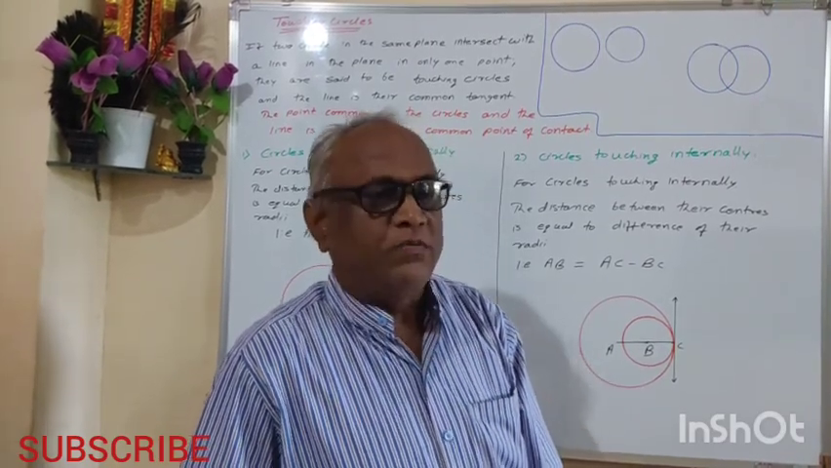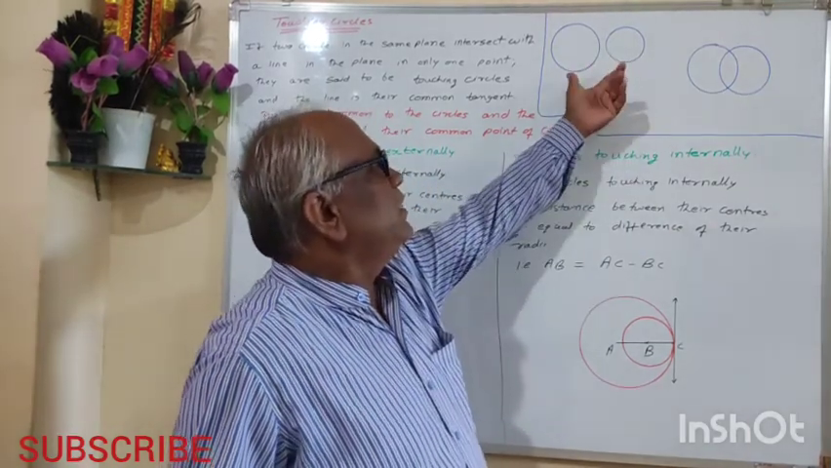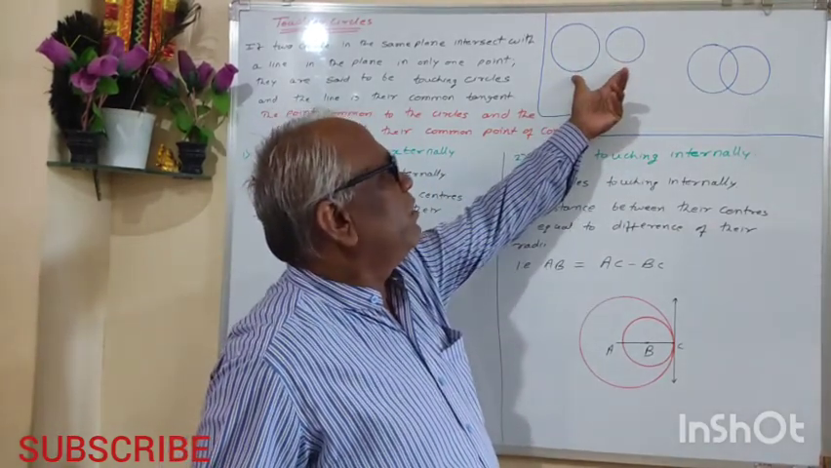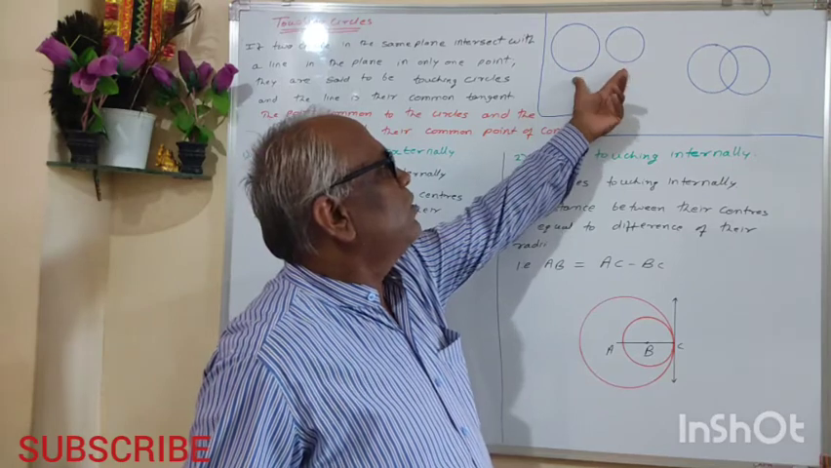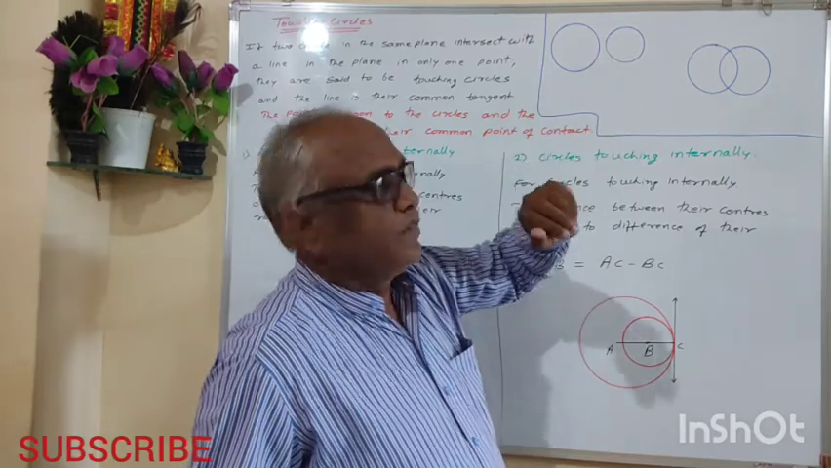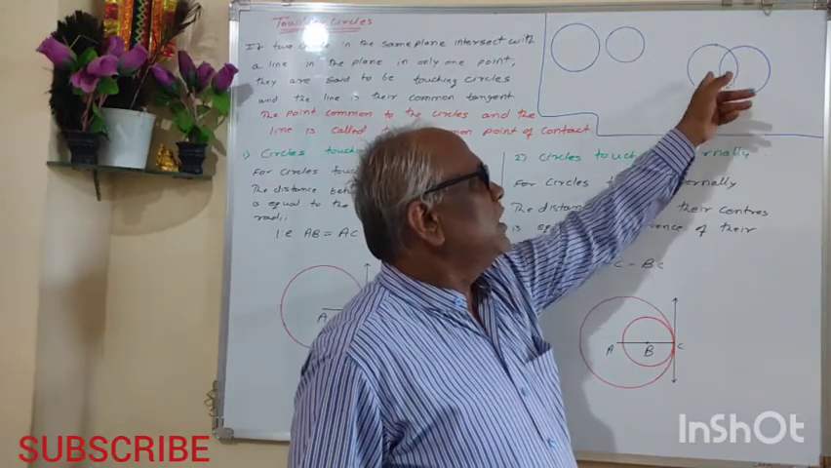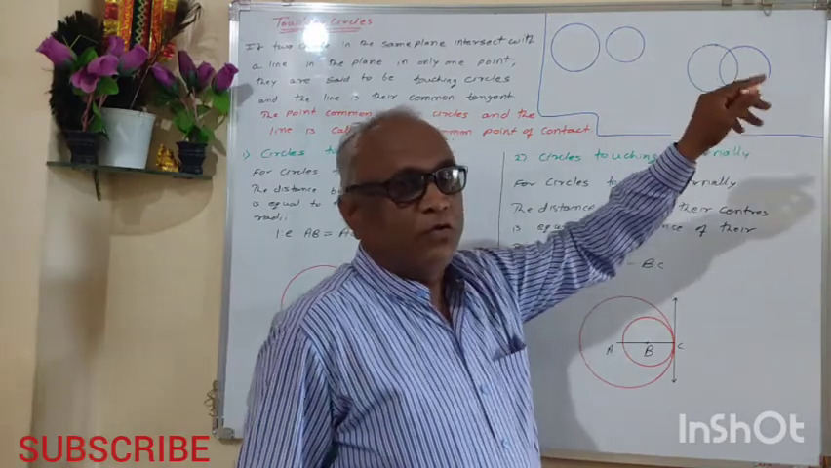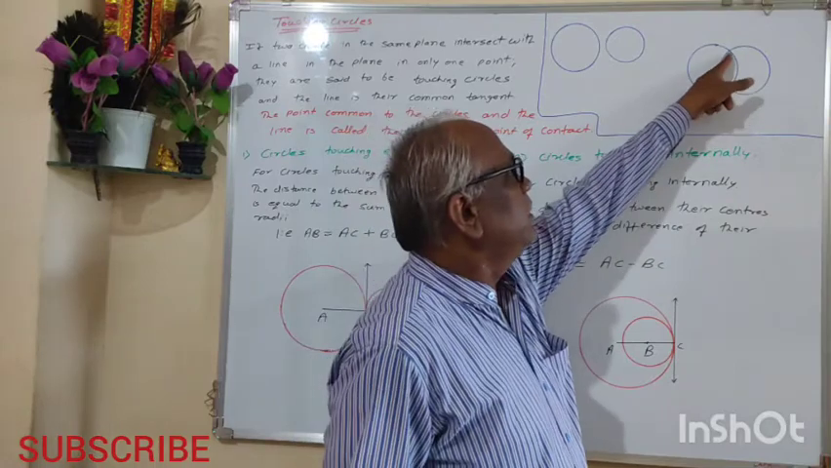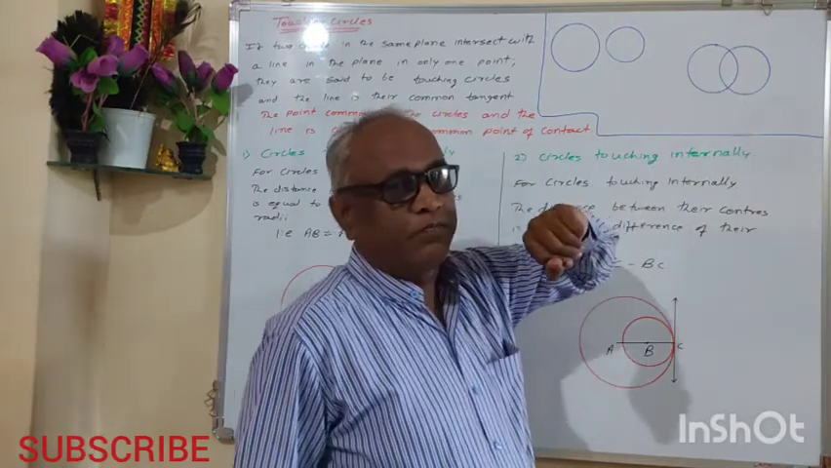A touching circle. Now here, if you see, I have drawn two circles. These two circles are not touching each other. In the second figure, if you see, the two circles are intersecting each other at two common points, that is, here one point and here one point.